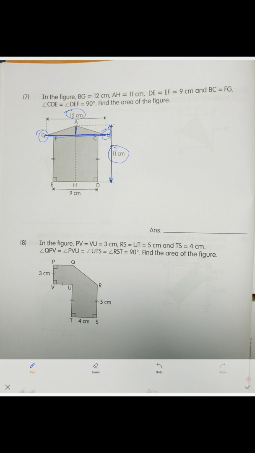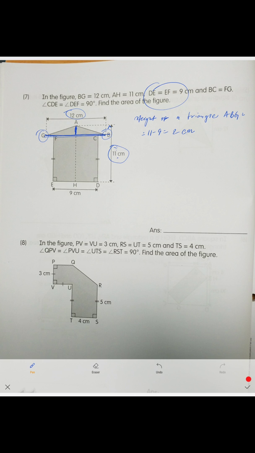They tell us everything over here. DE equals EF equals 9. So this is basically a square. If this is 9, this is 9. So this height is actually a difference, the difference between 11 and 9. Height of a triangle. Which triangle again? This one, the flat triangle ABG. The height of triangle ABG is 11 minus 9, which is 2 centimeters.